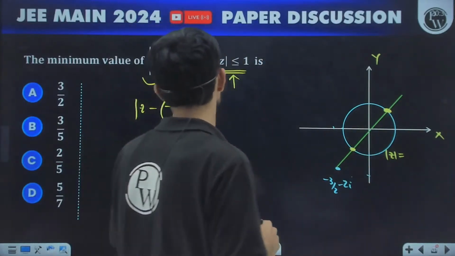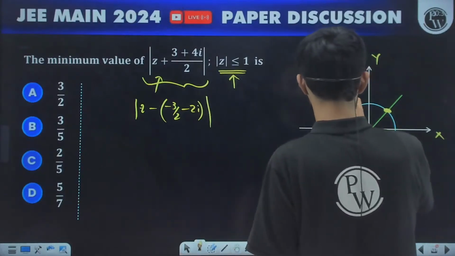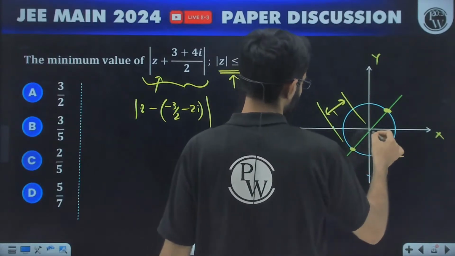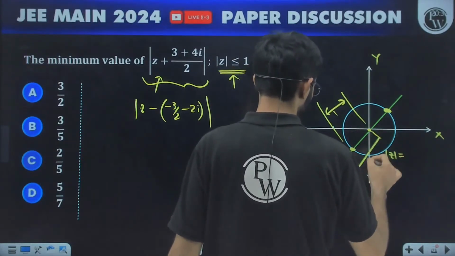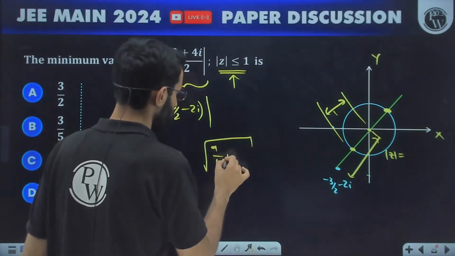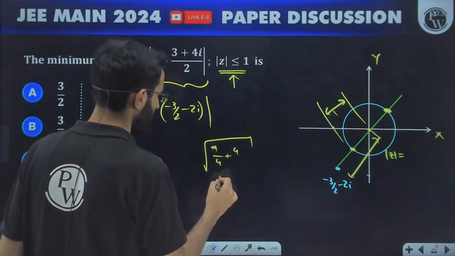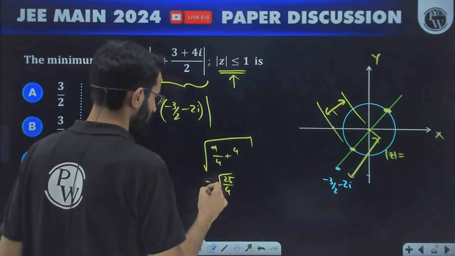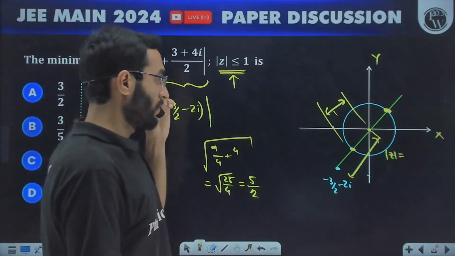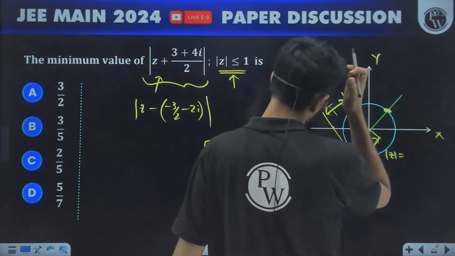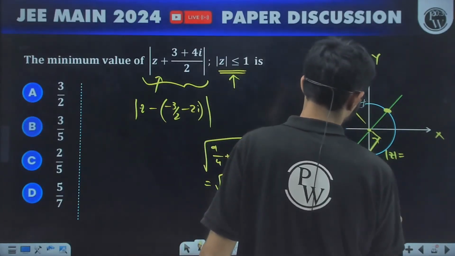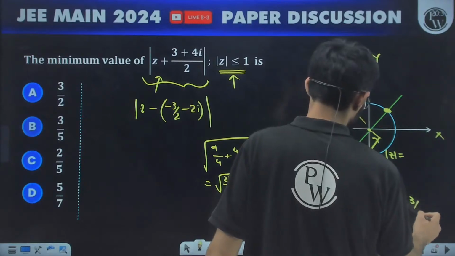Now what is the value of the radius of this circle? The radius of this circle is 1 unit. Now what is the value of the distance from the origin to this point? Distance from origin to this point will be square root of 9 by 4 plus 2 square 4. 4 fours are 16 plus 9, 25 by 4. Square root of 25 will give you 5, square root of 4. So from 5 by 2, if you subtract 1, 5 by 2 minus 1 will give you 3 by 2.